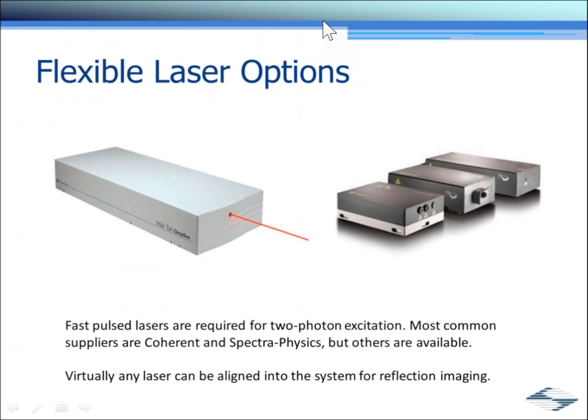Laser options, of course, the laser is one of the most important components of the two-photon microscope. On the left, we see Spectra-Physics lasers. On the right, we see Coherent lasers. Those are the two most common options for most of our two-photon customers. However, there are some other emerging laser manufacturers making pulsed titanium sapphire lasers, which are required for two-photon excitation.